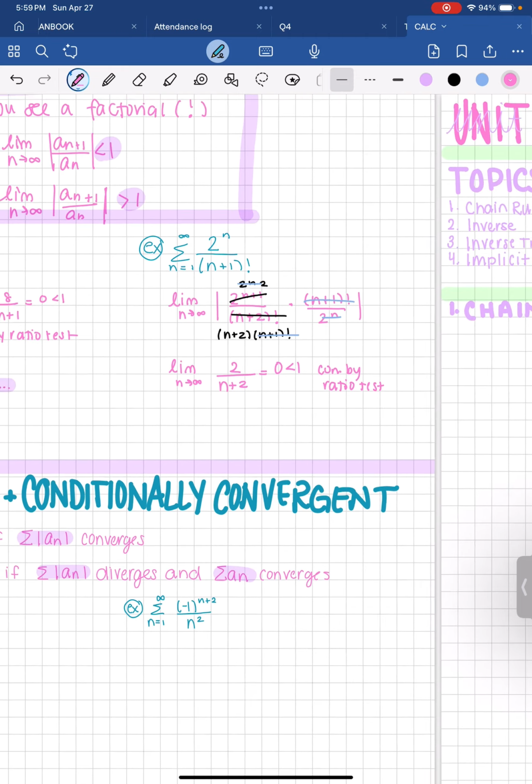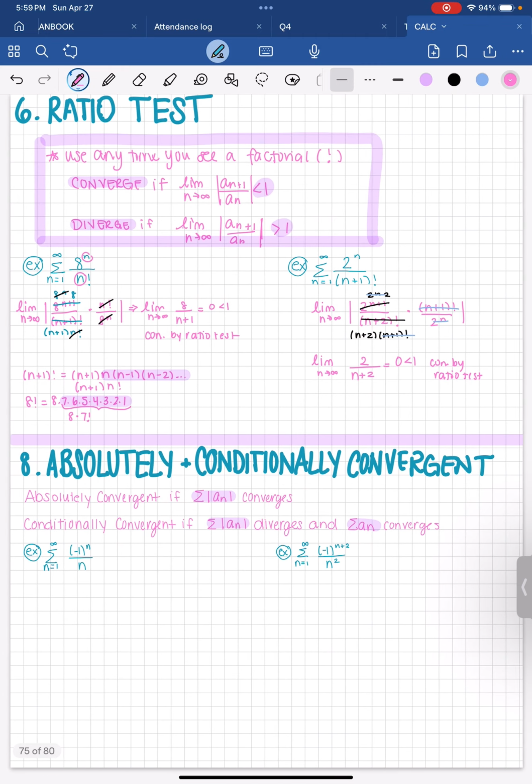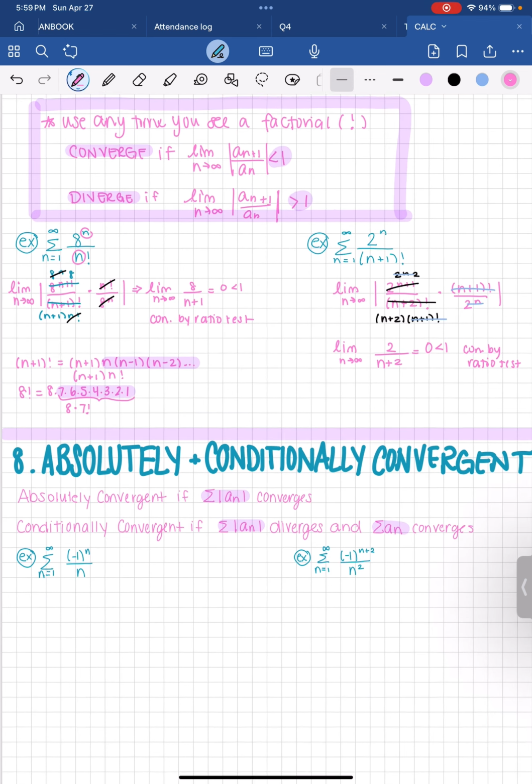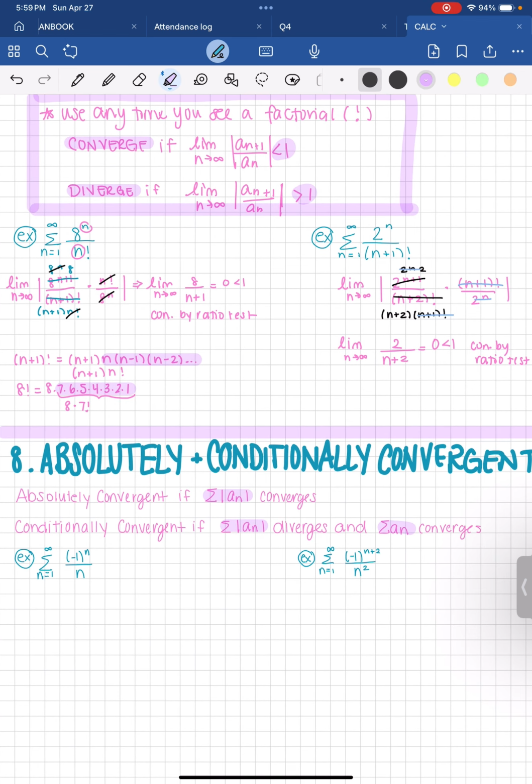And then last but not least, if they ask us if we are absolutely or conditionally convergent, so here we go. We are going to be absolutely convergent if the absolute value of the series converges, because that means we're going to converge absolutely all the time. And we are going to be something called conditionally convergent if the absolute value diverges, but the original series converges. So you're going to watch me do this here.